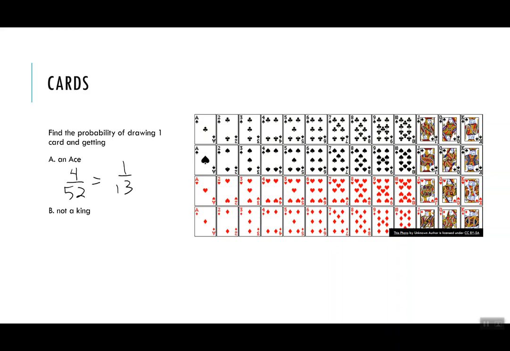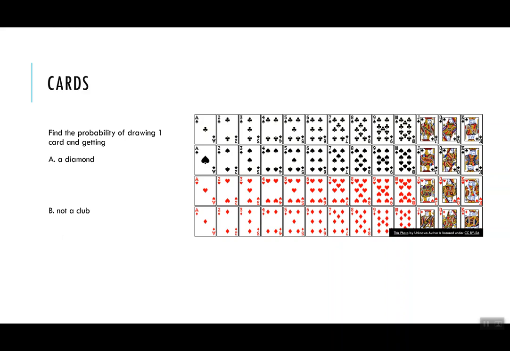B says let's not get a king, right? So the first one I said I want to get an ace, and the second one I say I don't want to get a king. Well, there are 52 cards altogether. 4 of them are kings. 52 minus 4 is 48 cards that are not kings. 48 over 52 gives us 12 over 13.